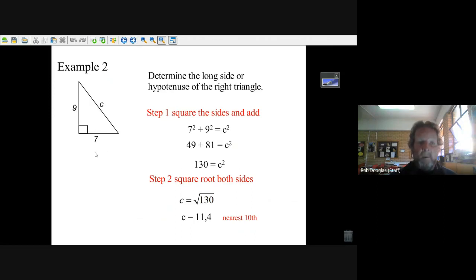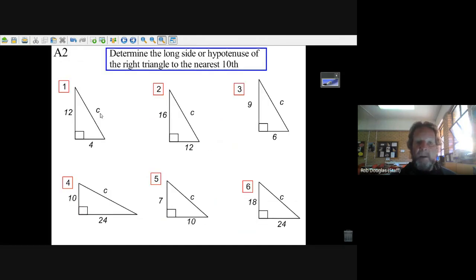Sometimes it doesn't. So what if you had a right angled triangle like this, where you've got 7 and 9 and you're looking for this long side? Well, you make a square out of 7. 7 times 7 is 49. A square out of 9, it's 81. And you add 49 and 81, you get 130. Then you need a calculator, or you can write the answer down. The answer is the square root of 130, which is a bit bigger than 11. But if you've got a calculator, to the nearest tenth, c equals 11.4.